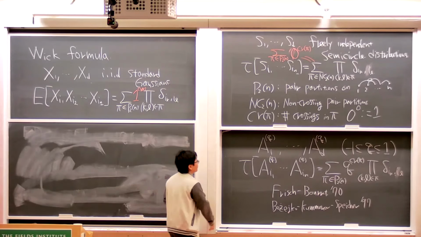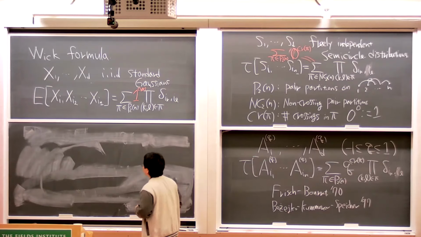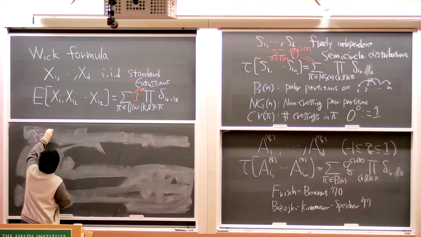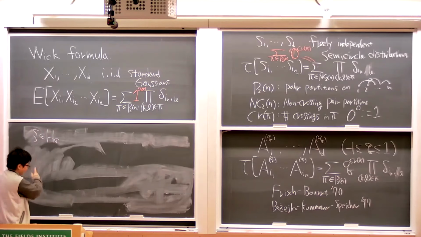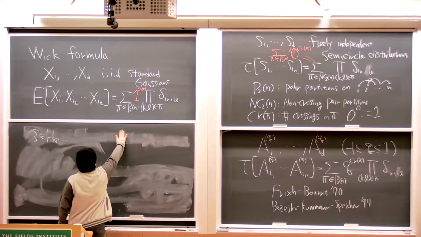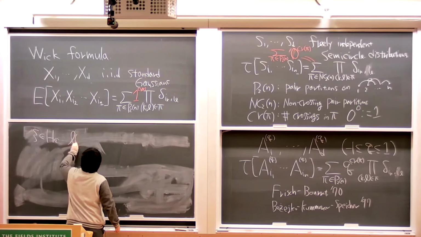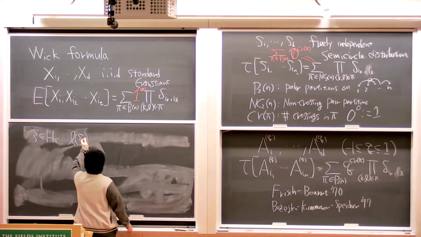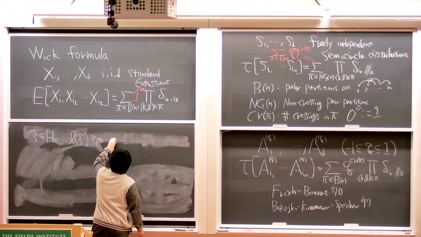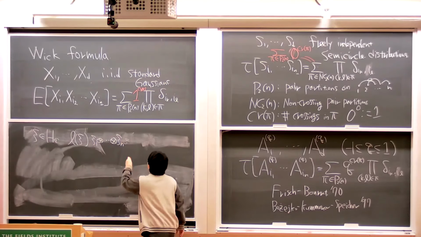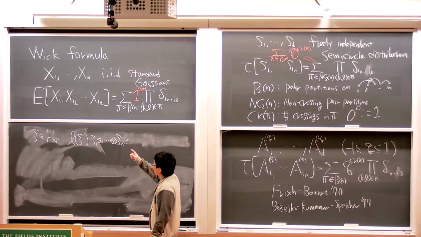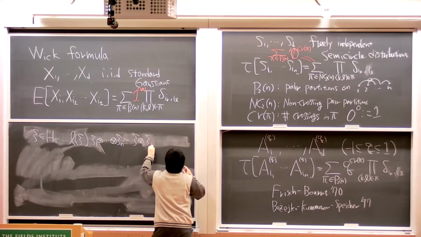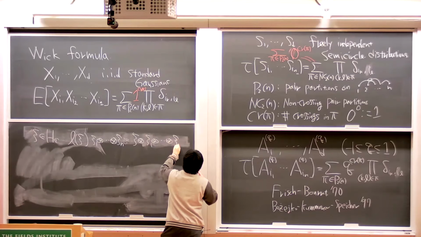To represent the q-Gaussian as an operator on q-Fock space, I would like to introduce the left creation operator. It is defined for an element in the complex Hilbert space, the one particle space, and I will use this notation. The left creation operator is defined by taking a tensor product from the left.